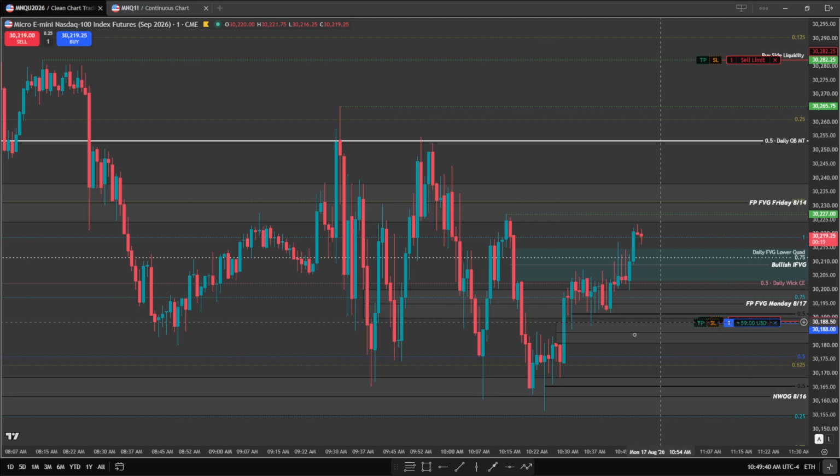I do wish I would have snagged an entry down here when I said this looked extremely bullish. I just didn't have the confidence in it, but that ended up being a perfect place to get in long. It would have made this back and forth a lot easier to deal with. I could have gone to break even extremely early.